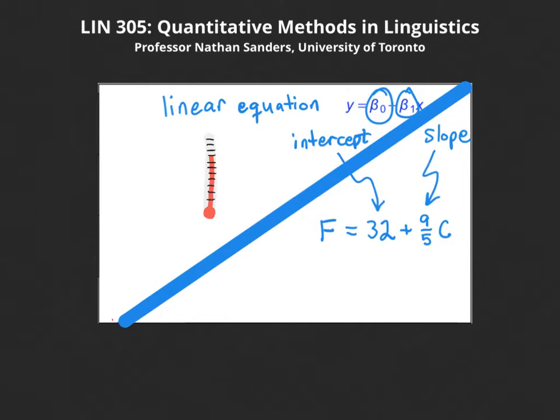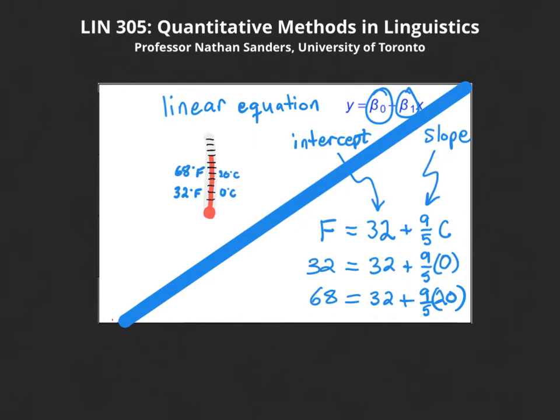This relationship is purely deterministic because any given value of C will consistently result in the same value of F every time we plug it into the equation. For example, if we plug in 0 degrees Celsius, we will always get 32 degrees Fahrenheit. And if we plug in 20 degrees Celsius, we will always get 68 degrees Fahrenheit.